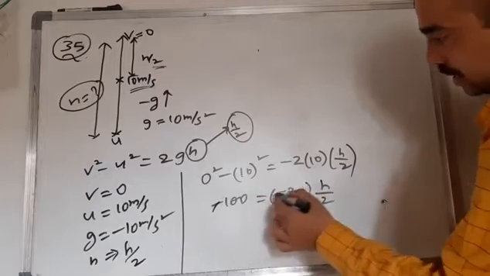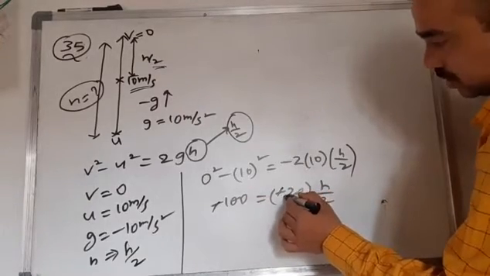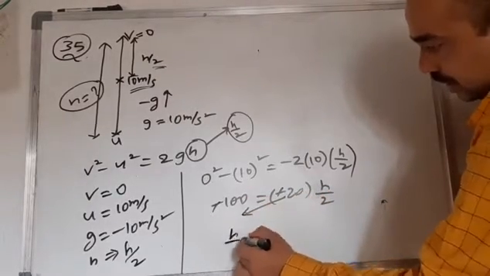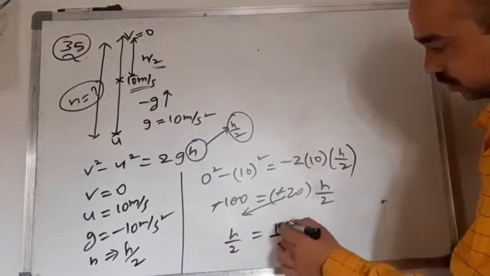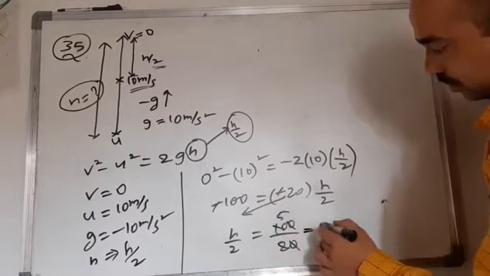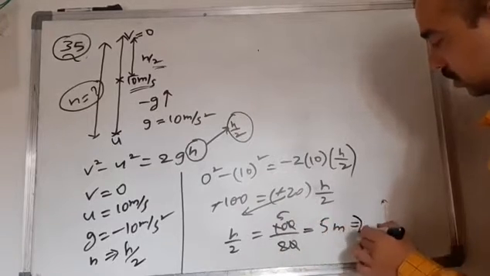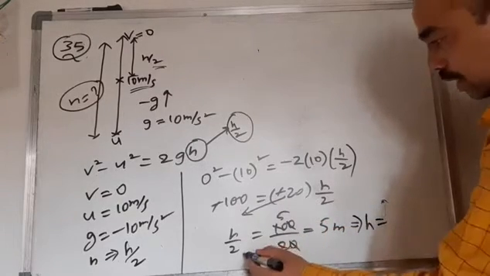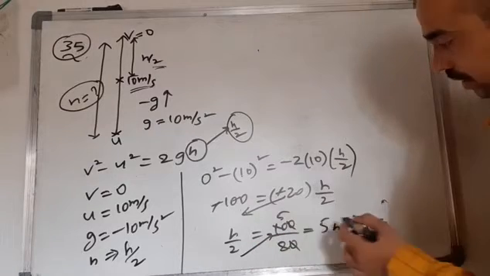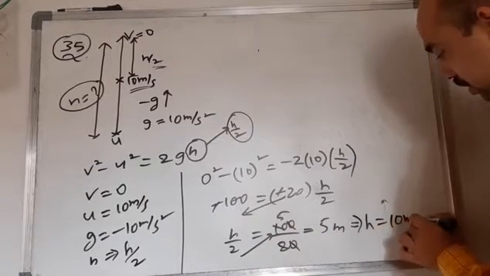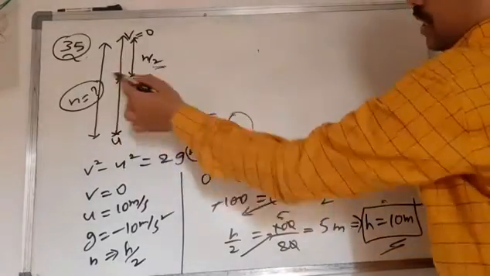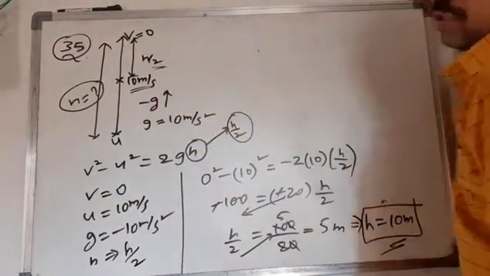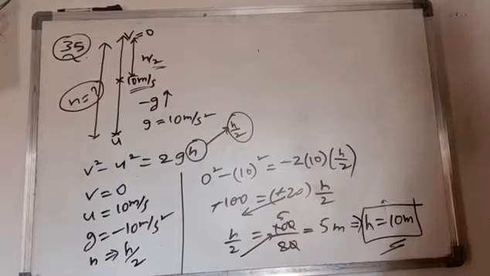So minus cancels. You take this 20 to that side, what will you get? h by 2 is equal to 100 by 20, 0 cancels, 2 5s are 10, so h by 2 is equal to 5 meters. So h is equal to, you cross multiply this 2 to this side, you will get 5 into 2, 10 meters. So 10 meters is the total height. Total height is 10 meters, half height is 5 meters. Like this we can find out. 35th one.